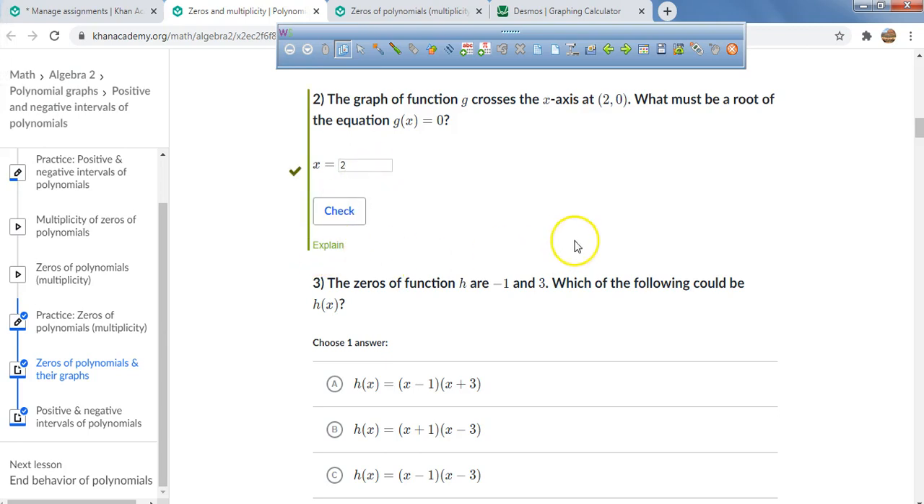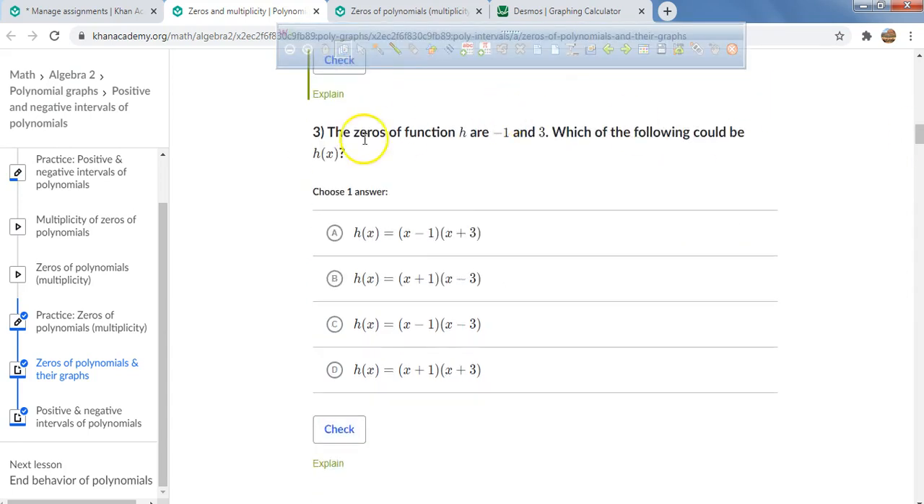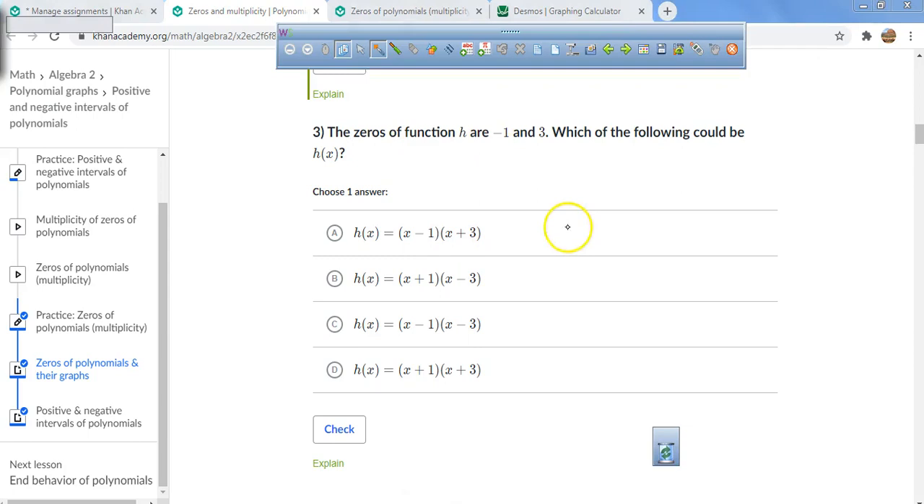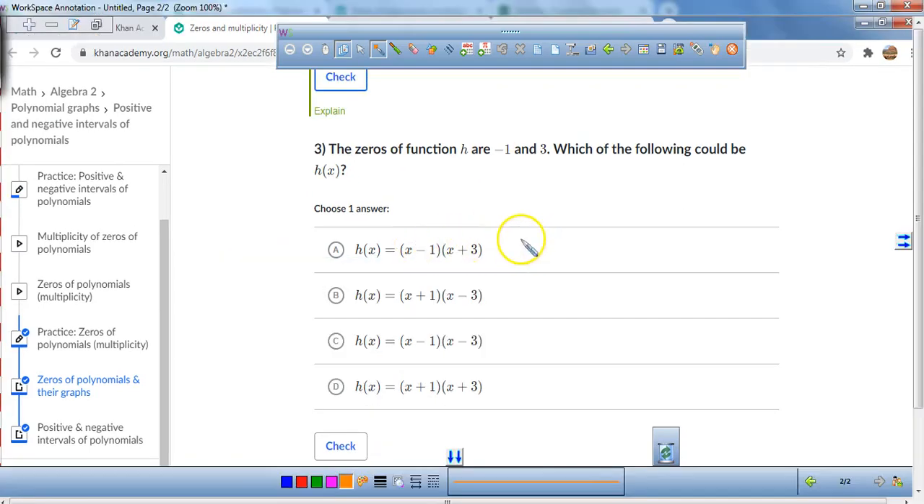All right. So over here, it says the zeros of function h are -1 and 3. Which of the following could be h of x? All right, so let's take a look at all these answers, and we're going to tell you what the zeros are for each of these. So right now, I'm just going to write zeros. The zeros are at x equals 1 and x equals -3, because 1 minus 1 is 0, and -3 plus 3 is 0.